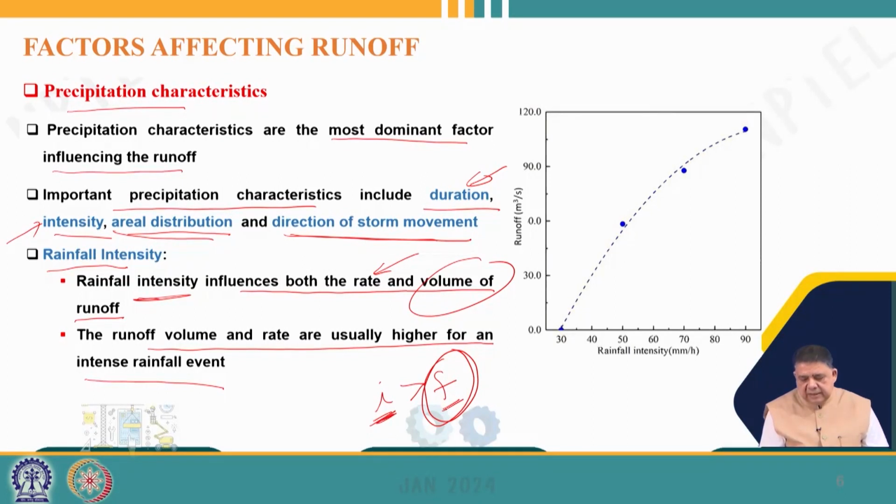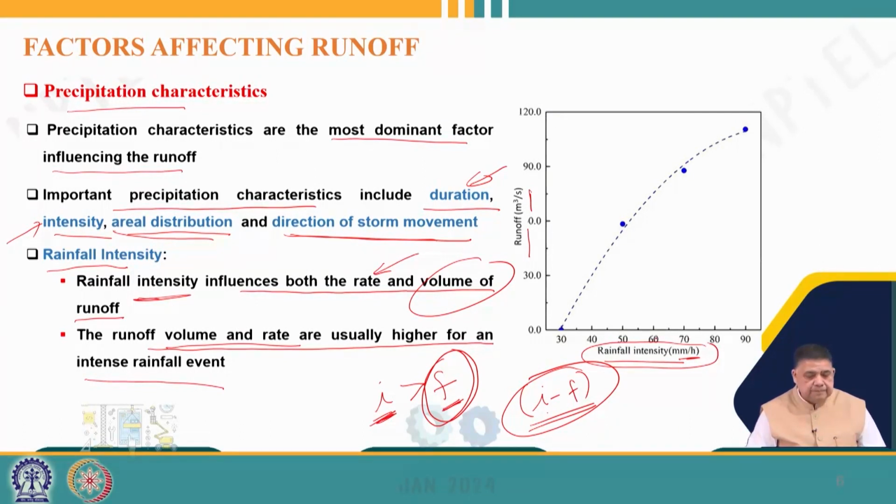So, of course, if I is greater than F, and Horton also said that I minus F is the excess rainfall that gets converted into overland flow. So, obviously, the higher the intensity, the more will be this magnitude, and thus the rate and volume will be higher. And this is the plot which shows the variation of runoff rate against the rainfall intensity. This is in millimeter per hour, this is in cubic, and as you can see, with the intensity, the runoff rate increases exponentially. So, there is an exponential increase in runoff with increase in rainfall intensity.